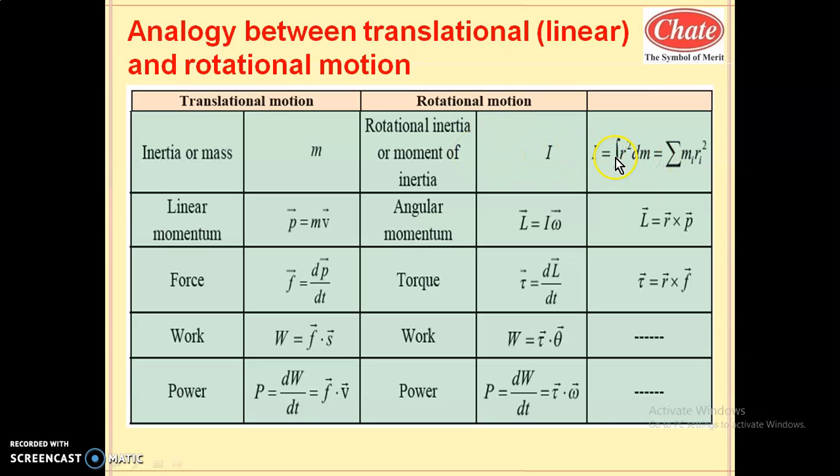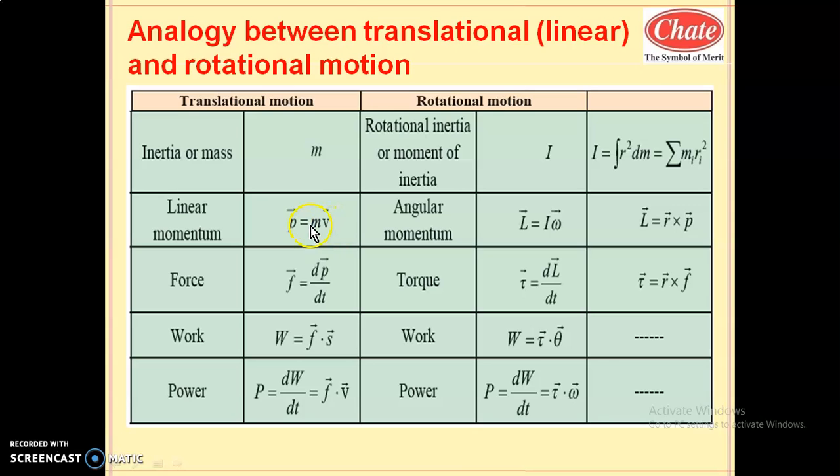All about this you are going to understand in this chapter by solving various problems and studying the derivations. Now, what is linear momentum? You are familiar with the linear momentum term. Linear momentum is denoted by vector p. It is a product of mass into linear velocity. Mass is scalar, velocity is vector, so linear momentum is a vector. Whatever the direction of linear velocity, the same is the direction of linear momentum.